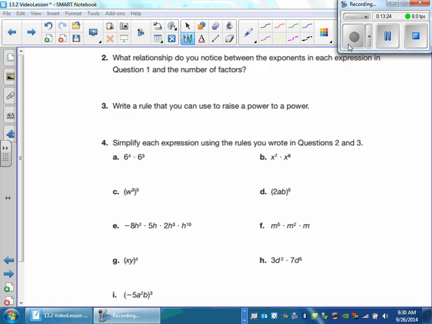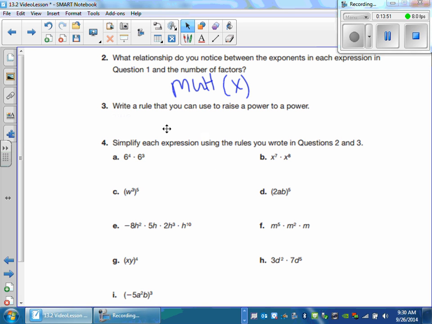All right, the next page asks you what the relationship is between powers of powers and the exponents between them. And hopefully you have seen throughout these examples that when you are taking a power to a power, you are going to multiply the exponents instead of add them this time. So power to a power, you multiply.